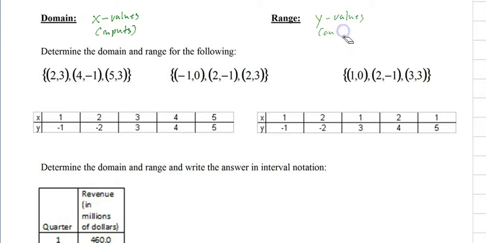Outputs. There you go. Just think of it like your function. If you have f of x equals 3x plus 4, you're going to input some x values, like a 1, and then it's going to spit out a 7. So input, output. Okay?